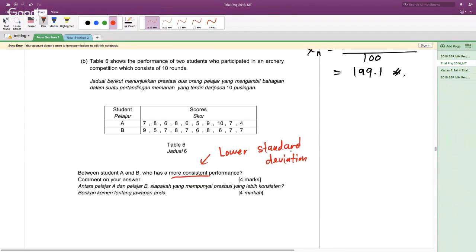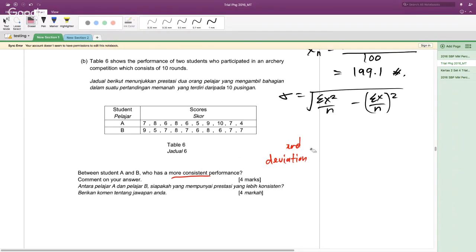All right, so we should know the formula to get the standard deviation, which is the square root of the sum of x squared over n, minus the sum of x over n, which is the mean, squared. So I was going to find the standard deviation for A. The sum of x basically means adding all the x together. So I'll do 7 plus 8 plus 6 plus 8 plus 6 plus 5 plus 9 plus 10 plus 4 plus 7.